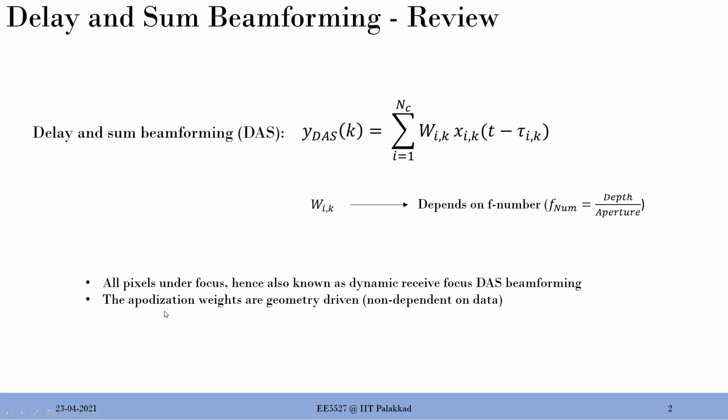And another aspect is, as I said already, the apodization weights, the w_ik's, are just geometry driven. They are not dependent on data. They don't depend upon the x_ik value at all. So now I hope you are understanding where I'm going. Let's actually now think about utilizing the data that we have. We do have x_ik, that means for each transducer and for each pixel I have the data. Shall I use that data to come up with the apodization weight? So that is the literal meaning of it.